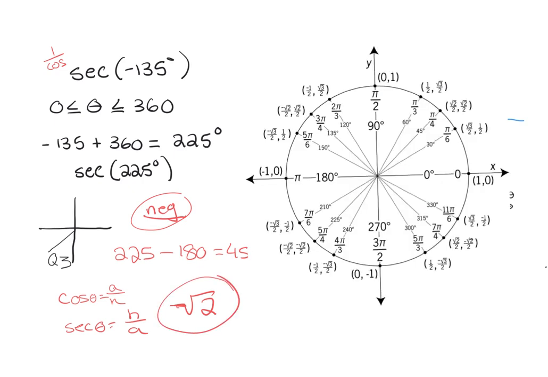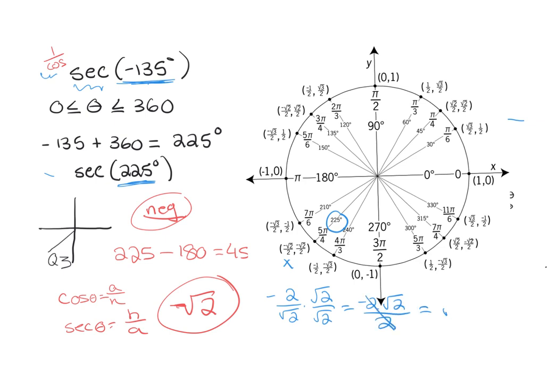Okay, and if we were to use the unit circle, we'd still have to know that negative 135 is coterminal with 225. So for 225, we have to know that secant corresponds with cosine, which is x, and then we know it's the reciprocal, so it would be negative 2 over the square root of 2, and then we'd have to rationalize the denominator, so that's negative 2 square root of 2 over 2, and those cancel, so negative square root of 2. So that's using your unit circle method.